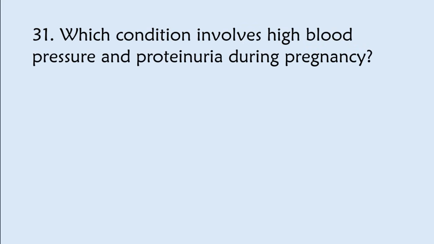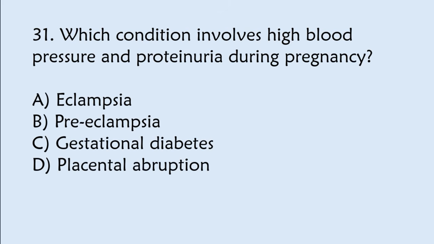Which condition involves high blood pressure and proteinuria during pregnancy? Eclampsia, pre-eclampsia, gestational diabetes, placental abruption. Correct answer is option B, pre-eclampsia.